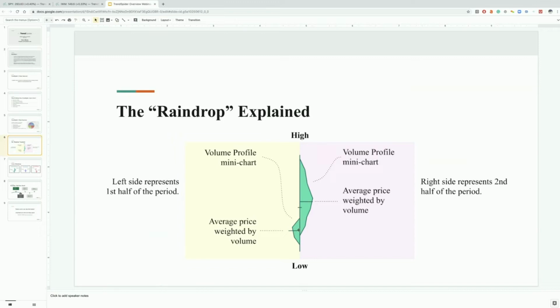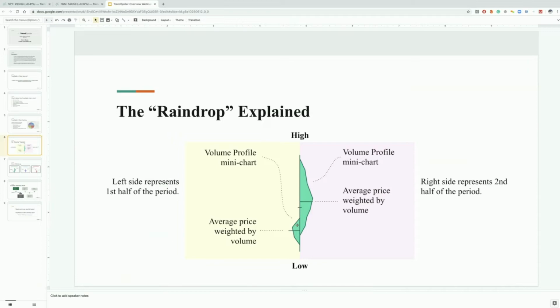And what you can see here is a bar and then another bar. This represents the VWAP for the first half of the period, and this represents the VWAP for the second half of the period. The squiggly lines, if you didn't have these, it would look very much like just a bar chart. But what you have is the volume profile overlaid on this price range.